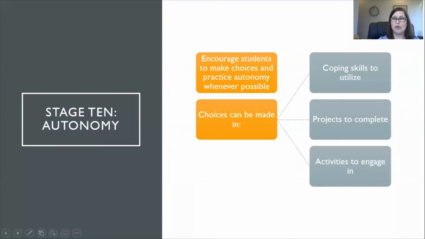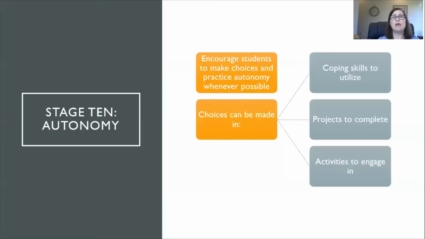Stage 10 in trauma-informed educational practices refers to autonomy. So we want to build in as much autonomy as possible. When we think about trauma and how it can lead to a sense of loss of control of oneself, it's so important to restore that sense of control and to impart to students and children and adolescents that they can be autonomous. They can regain that sense of control over themselves. And one way to do that is to build in choices and ways to practice autonomy whenever possible.